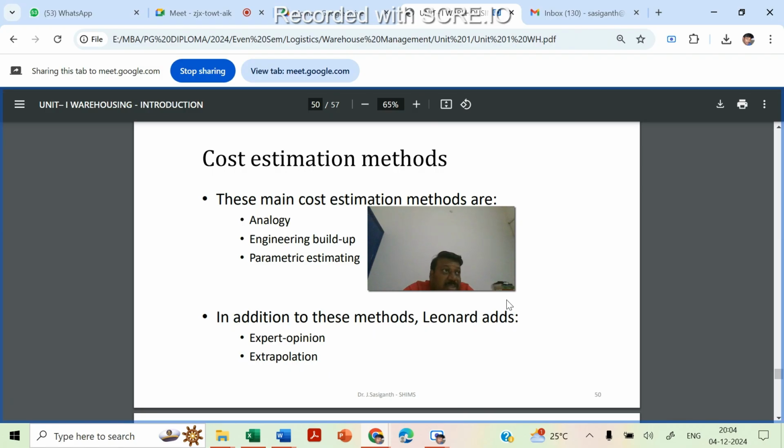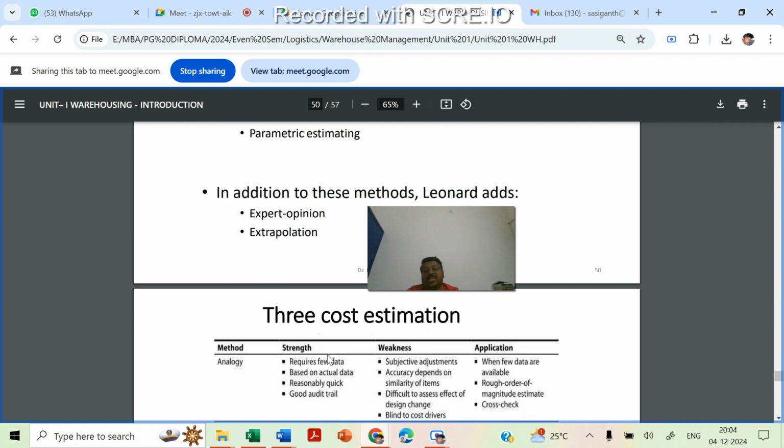They will be running multiple warehouses there. You can get an opinion from that. This is where you go for your cost estimation methods.